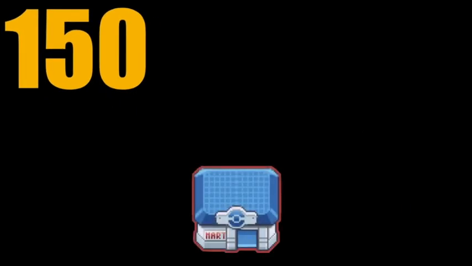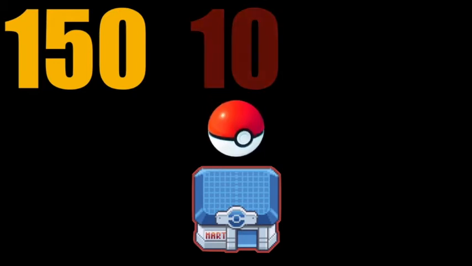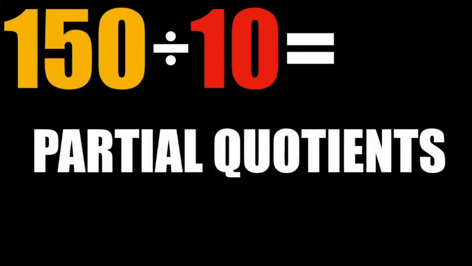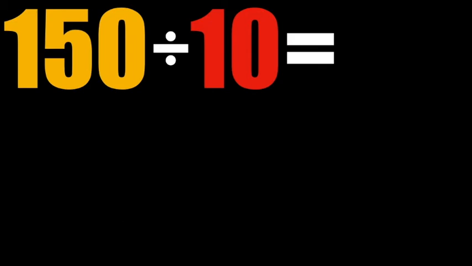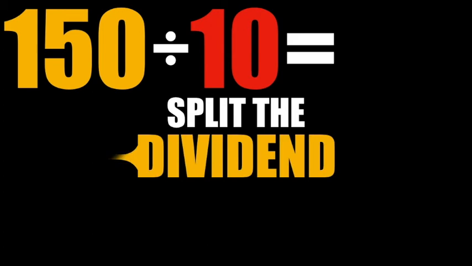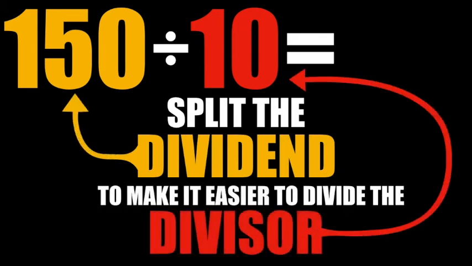Let's say at the Pokemart, there's a bundle for sale of 10 Pokeballs. I need to figure out how many bundles I need to get in order to catch all 150 Pokemon. It looks like this is going to be a division problem. Instead of using the standard division algorithm, I'm going to use the partial quotient strategy. As you may know, we have a learning task this week using the partial quotient strategy, and you may have used this strategy with Ms. Collin before. What you're doing is splitting the dividend to make it easier to divide by the divisor.